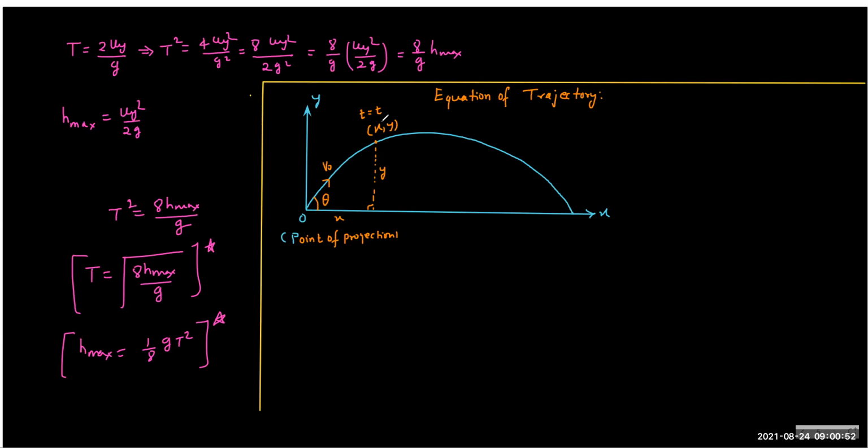So find the x and y coordinate as a function of time t. That's it. Can you do this?